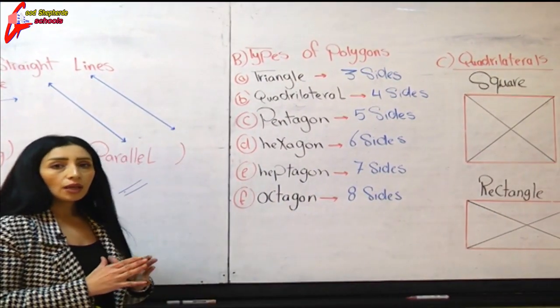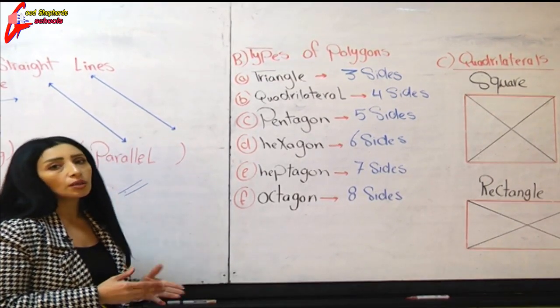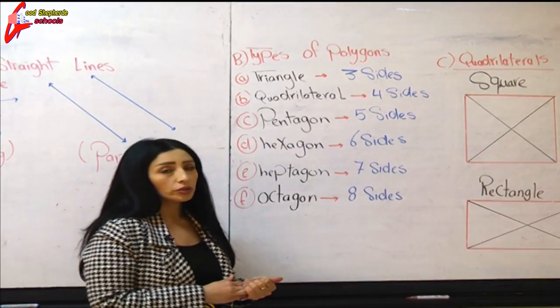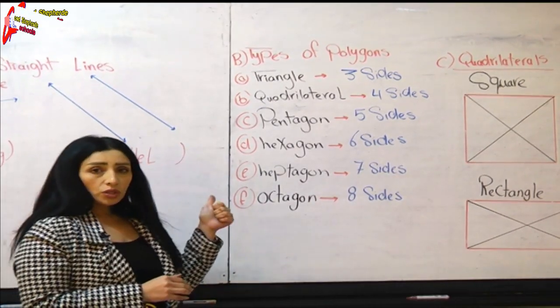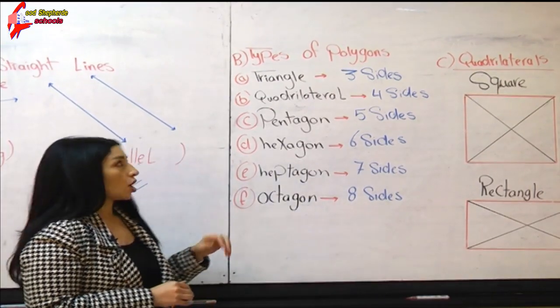Here we move to the second part, types of polygons. Polygon: any closed shape formed from 3 sides or more, we can call it a polygon. It must be closed and it must be formed from at least 3 sides.